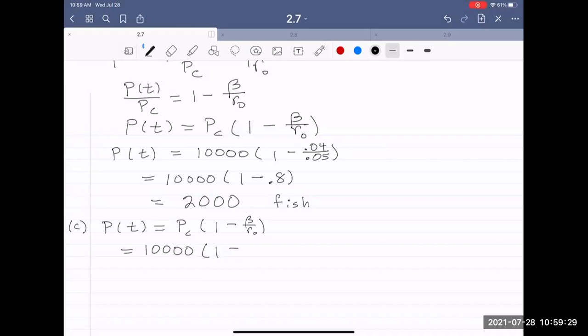There was a sign error. So if you start with 10,000 fish and you have a birth rate of 5% and you harvest at a rate of 4%, then they decrease down to a size of 2,000 fish. So I guess since you're killing off a lot of them, you only have at the end 2,000 fish, and it stabilizes at 2,000.